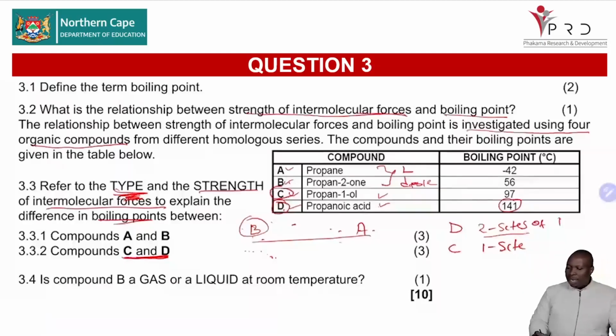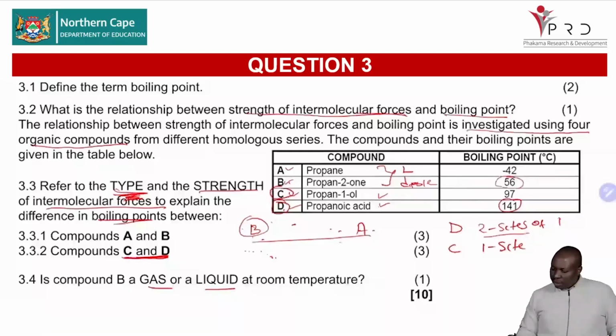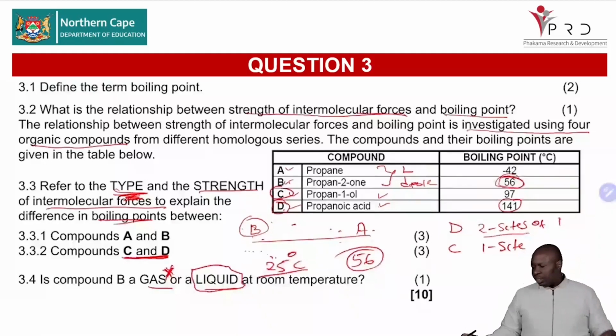Is compound B a gas or a liquid at room temperature? Remember, room temperature for us is 25 degrees Celsius. So they are saying go to B, which boils at 56. So you can see that it hasn't boiled yet because room temperature is 25 degrees Celsius. So definitely it's not a gas, because it can only become a gas after boiling. So you know that if it's not a gas, it is a liquid. So compound B is a liquid at room temperature. What is the reason? 56 is its boiling point, so it only boils at 56, and room temperature was still at 25. We haven't reached 56 degrees Celsius. That is your 10 marks, and you are able to do that.